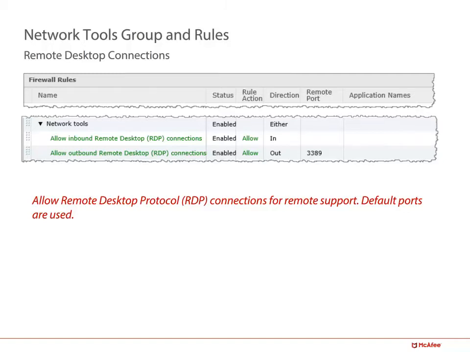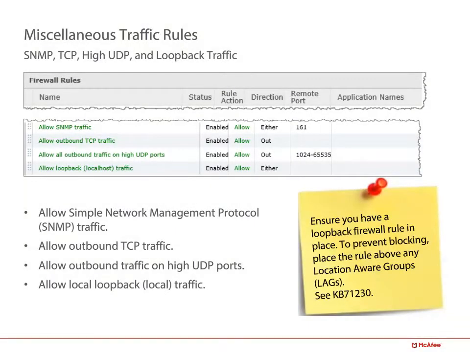Some miscellaneous traffic rules that we have are your normal SNMP, so we can allow the managers to deliver any notification statistics over a designated port. So this rule prevents your normal SNMP traffic from being blocked. We also have the allow all outbound traffic on high UDP ports. There are many applications that use high UDP ports, and this rule prevents them from being blocked.